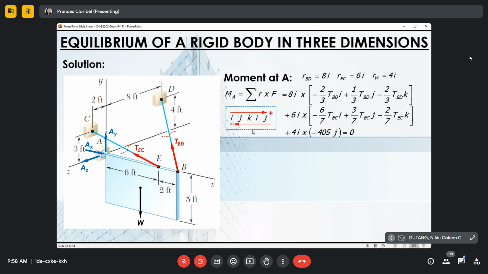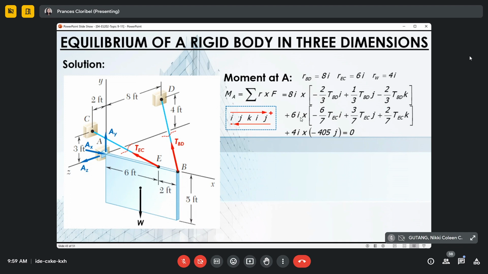Recall, you can arrange the i, j, k unit vectors in a cycle. Going i to j to k and rotating clockwise is negative, rotating counterclockwise is positive. Or you can arrange the i, j, k vectors in a line: i, j, k. Going to the right is positive, going to the left is negative. Either way, the result is the same.